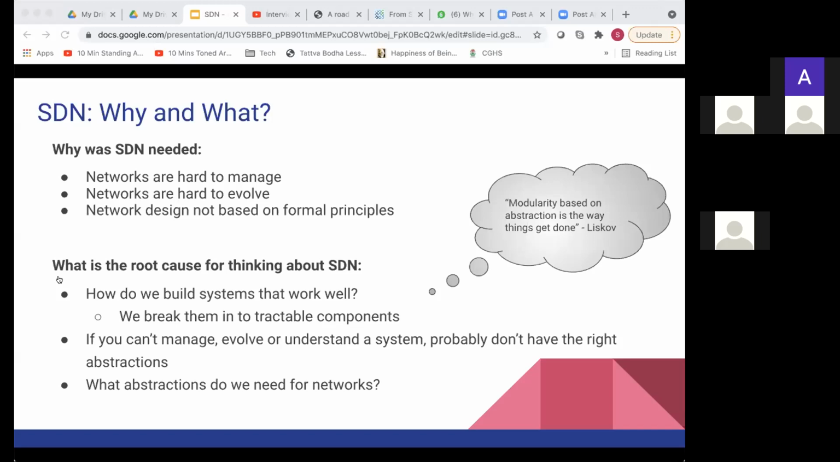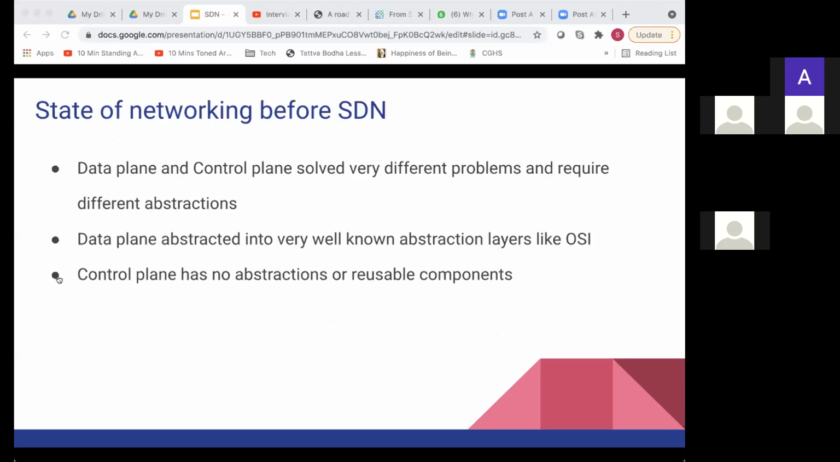What is abstraction, right? For this, we need to understand again what was the state of networking before the SDN, right? We knew that the data plane did a certain function, it forwarded packets, and the control plane controlled how the data has to flow, right? And they solved very different problems and needed very different abstractions.